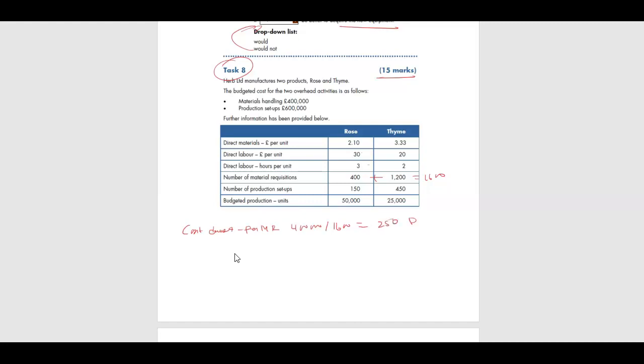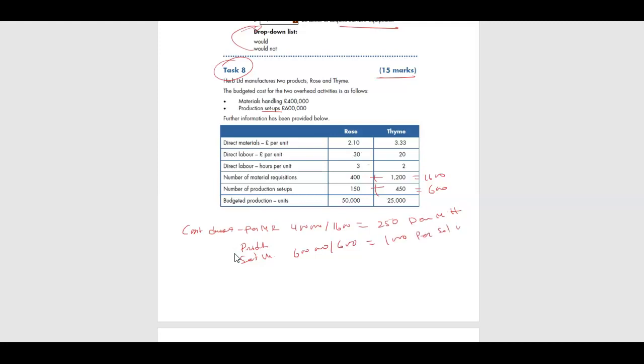The next one we have is the production setup. So the total production setup cost is 600,000, and we divide by how many production setups we need for Rose and Theme both. So 150 plus 450, that is 600. 600,000 divided by 600 will give you 1000 per setup.